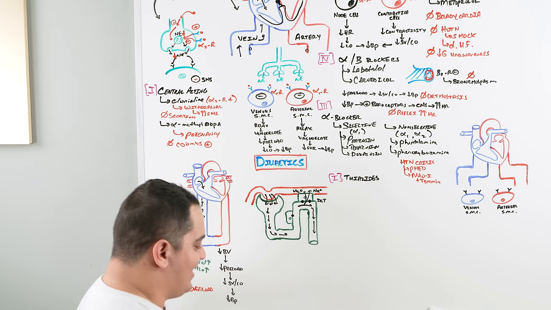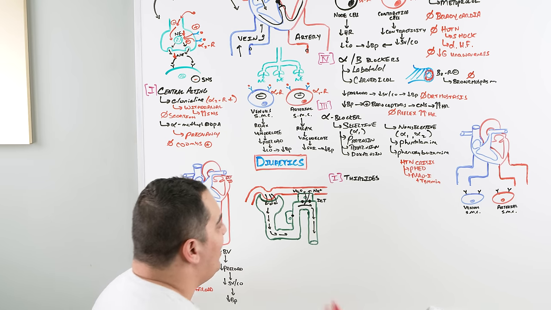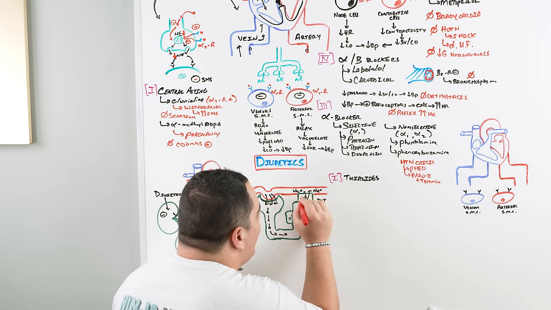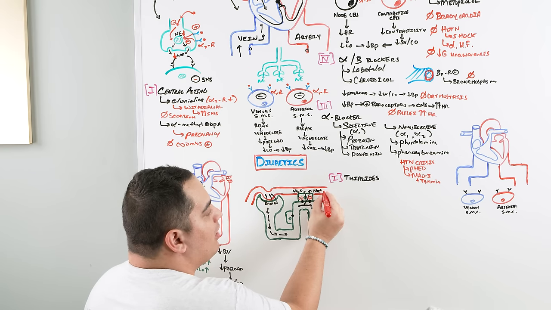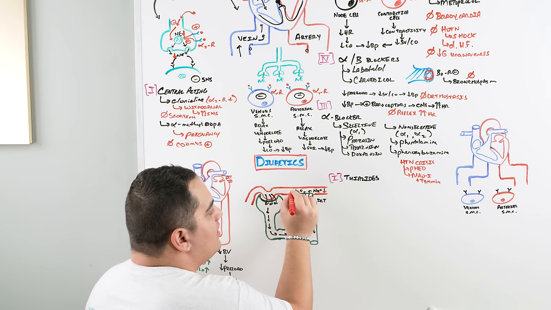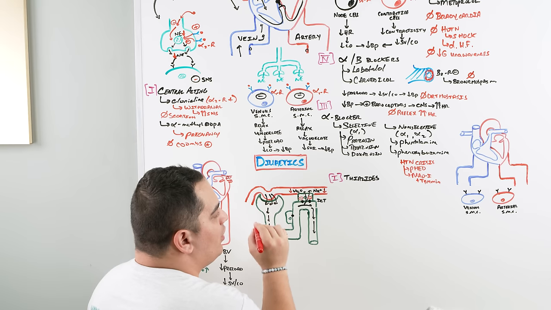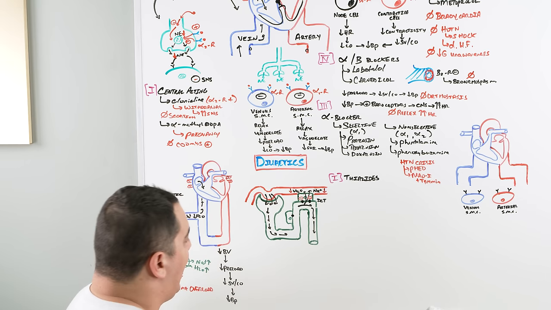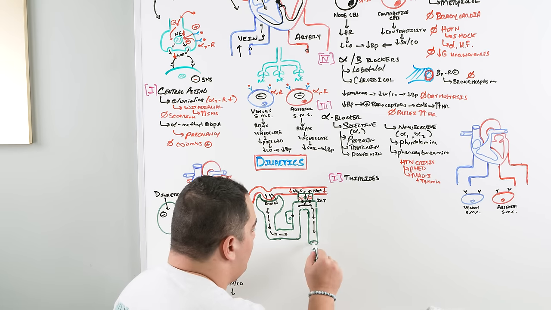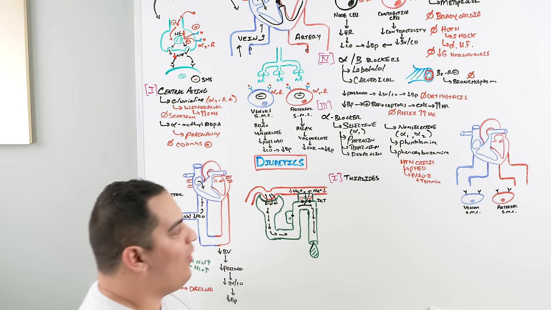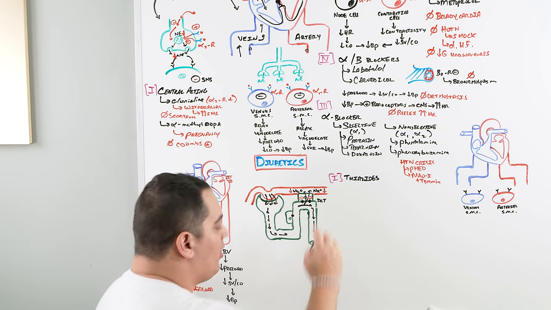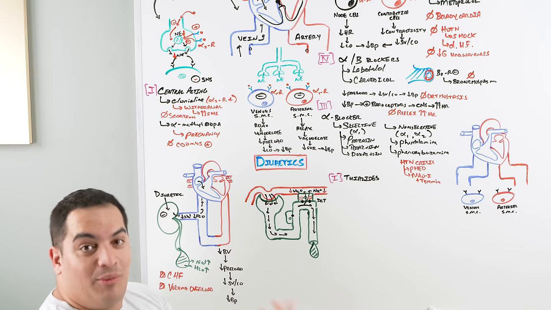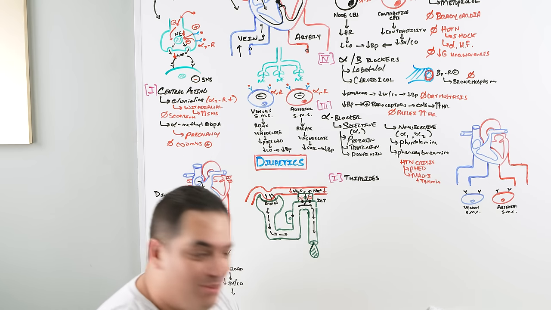When I give thiazides, what thiazides are going to do is they're going to inhibit these channels. And now my ability to bring sodium into the bloodstream is reduced, and then subsequently the pull of water is reduced, and then what happens? I pee out tons of sodium, chloride, and water. And that's the whole concept here, that I'm reducing the sodium and water, which will subsequently reduce the blood volume, the preload, the stroke volume, the cardiac output, and the blood pressure.